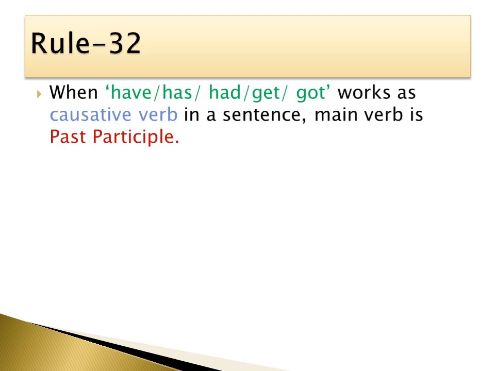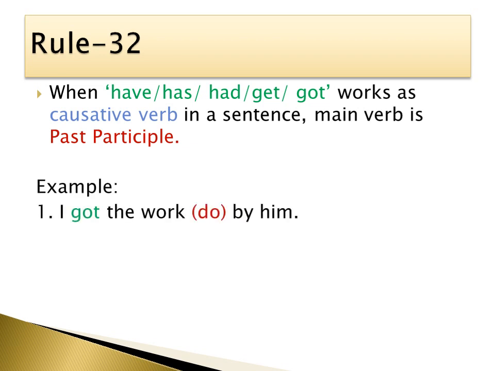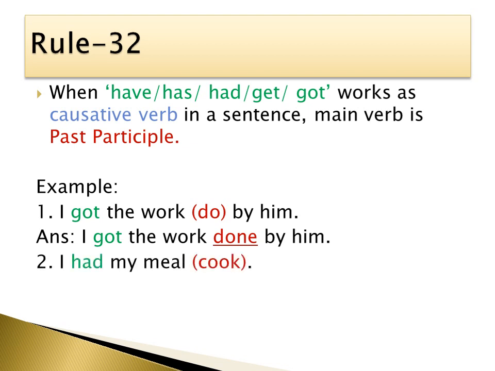Rule number 32. When have or has, had, get, got works as a causative verb in a sentence, the main verb is in past participle. Let us see the example. I got the work do by him. Here got is a causative verb. So the next verb, the second verb, do will be in past participle form. The answer will be: I got the work done by him. Second example, I had my meal cooked. The answer will be: I had my meal cooked.